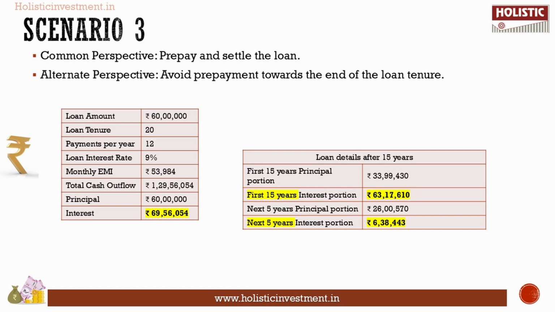The interest paid during the first 15 years totals to rupees 63.17 lakhs, whereas the interest for the last 5 years is only 6.38 lakhs. This means that 90.82% of the total interest payable is already covered in the first 15 years. So after having paid most of the interest, prepaying the loan towards the end may not be worth it.